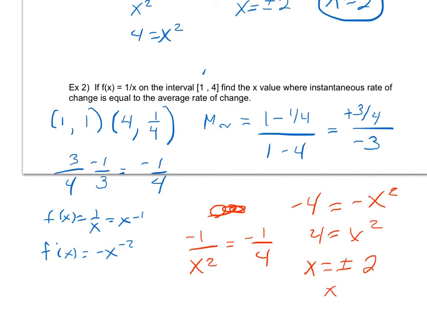Very large coincidence that I got the same answer. So I get x equals 2 for both example 1 and example 2. Or, I'm sorry, not my derivative, my x value or my c value when my derivative equals the algebraic slope or the average rate of change.